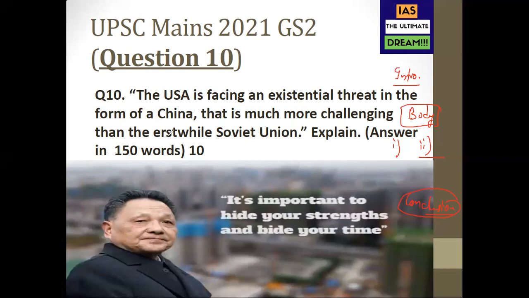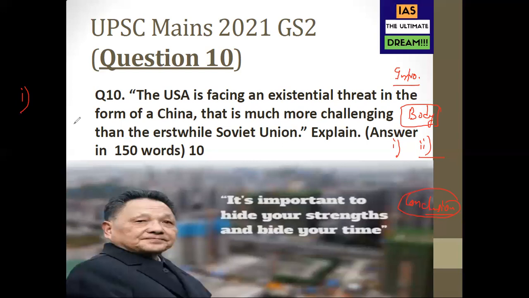Now the main part. In the body part, you will again make the heading: USA-China rivalry vis-a-vis USA-USSR rivalry. And now you can write in points. If you don't have enough points, write in paras, because let's say you write 2, 3 points. It's all psychological, right? The examiner who's checking your copy will feel like you don't have enough points to write. So if you don't have too many points, write in paras.